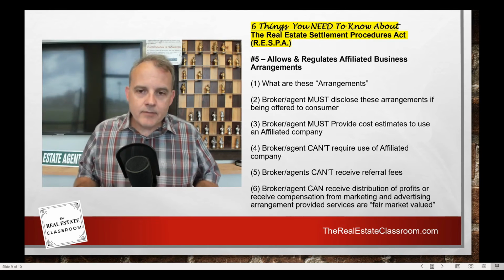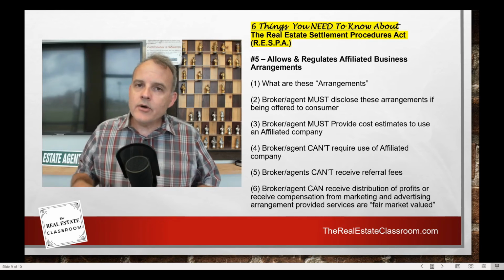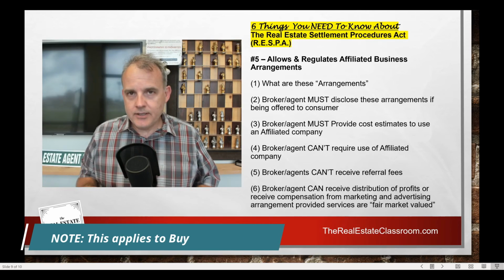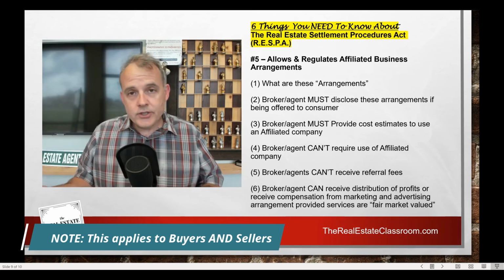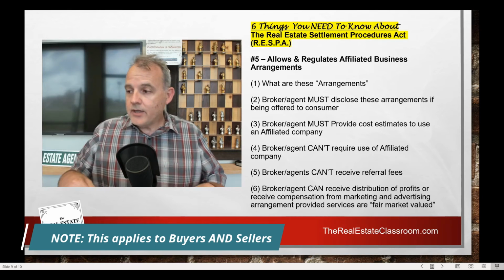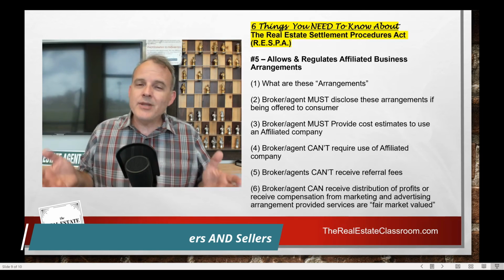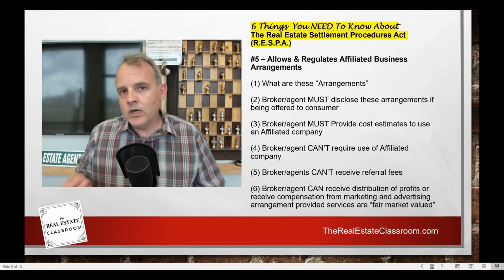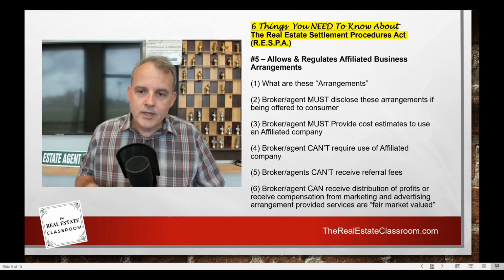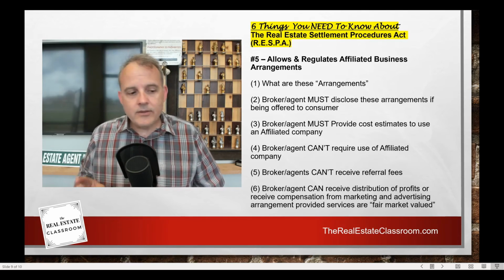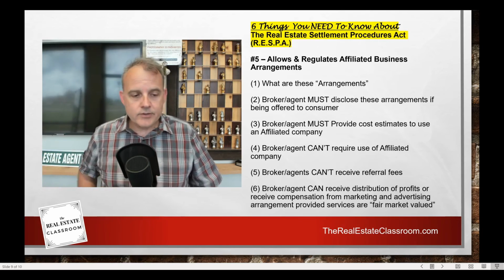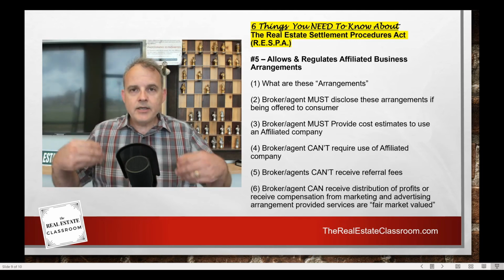The other thing that can happen, number 4, is the agent or the broker can't require their agent to require the buyer to use those affiliated service providers. Now, they can encourage their buyers to use them. They can say they're a great company, those types of things. But what they can't use is the terms of the transaction to require the buyer to use any one or all of those affiliated companies. Number 5, brokers and agents can't receive referral fees. We talked about that, but the one thing that they can do is they can receive compensation from legitimate business arrangements. So let's finish this up by describing how this works.